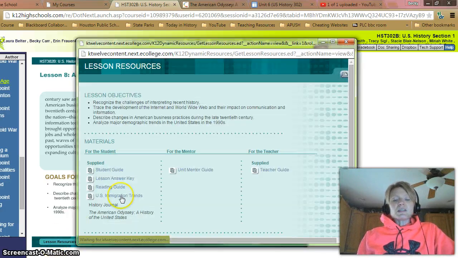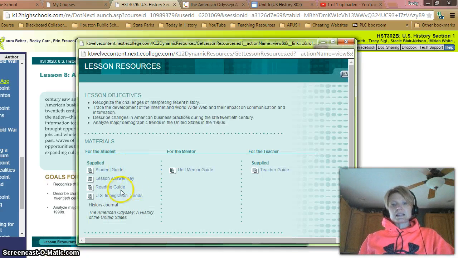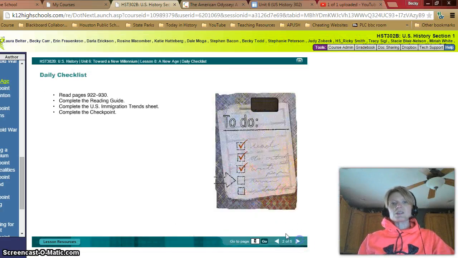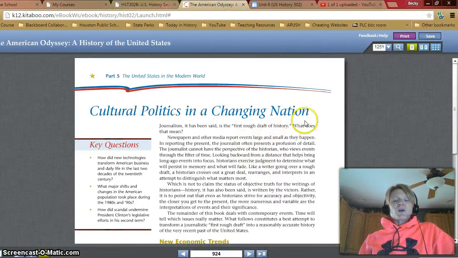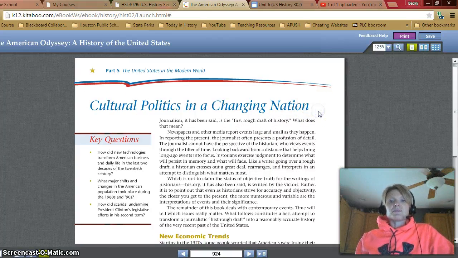Your lesson resources will have your reading guide, your lesson answer key, and this additional sheet you'll need, U.S. immigration trends. Continuing on, reading pages 922 through 930. Cultural politics in a changing nation.